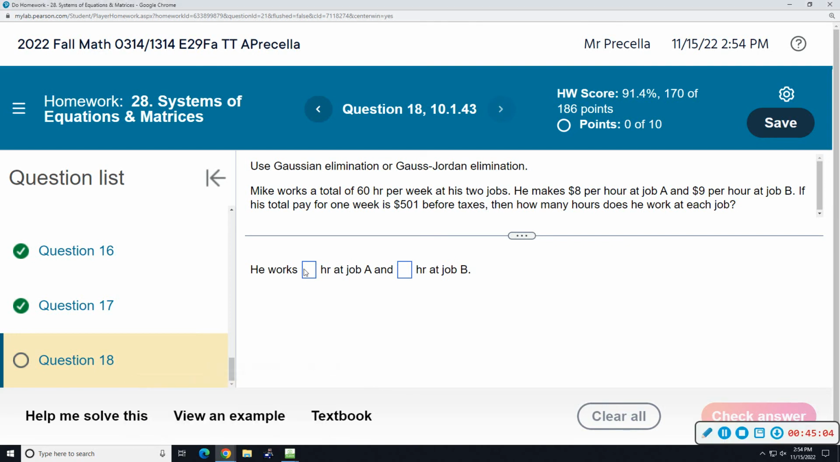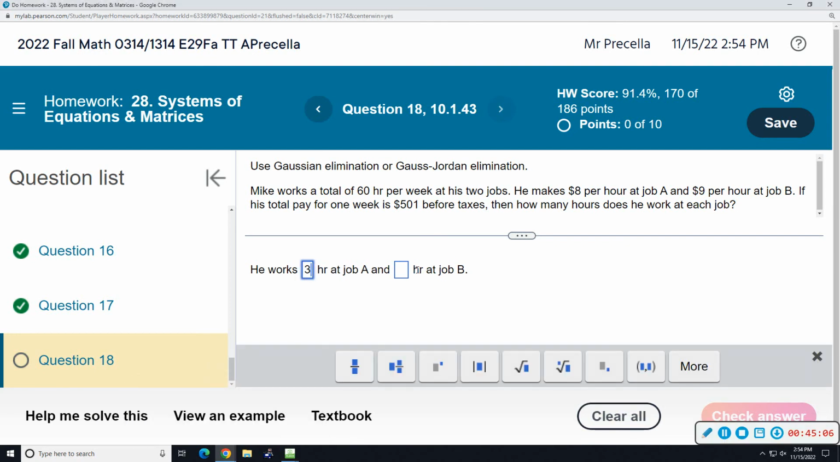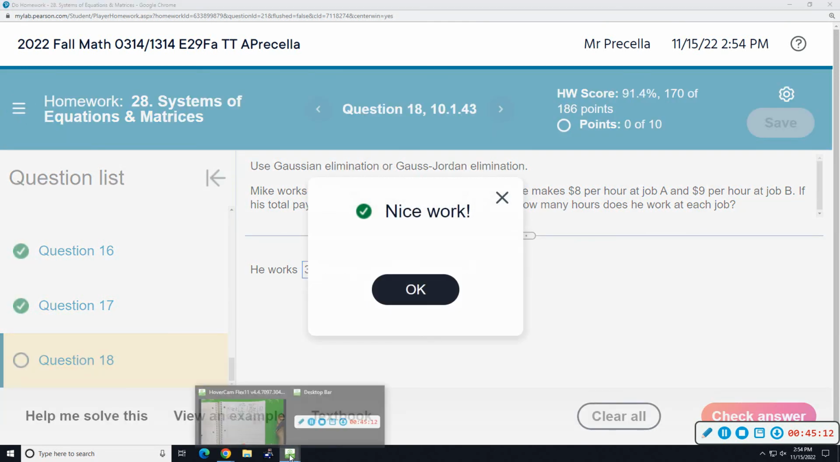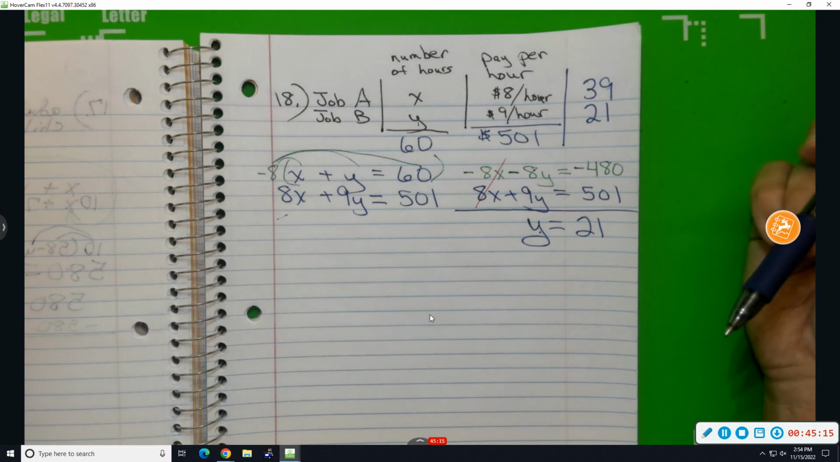So 39 hours at job A and 21 hours at job B. Any questions there?